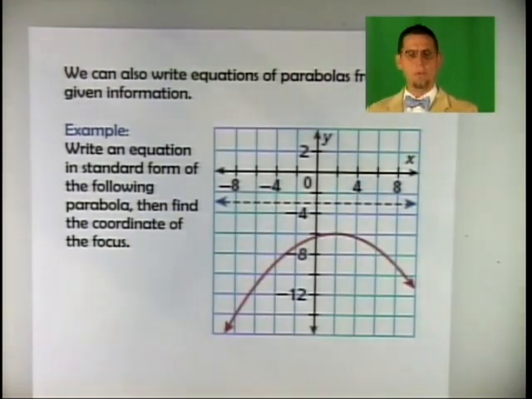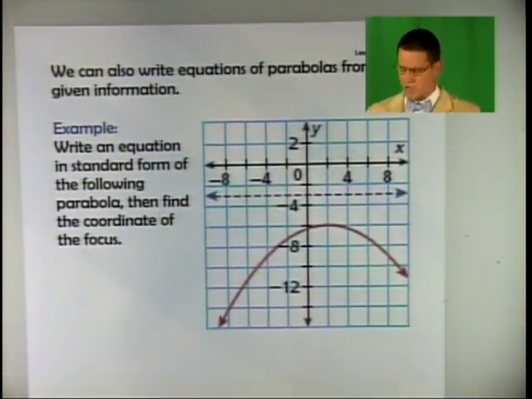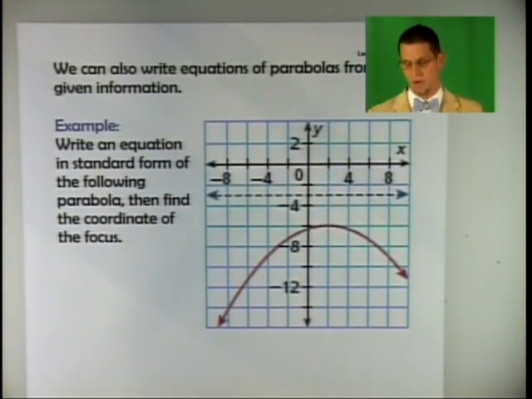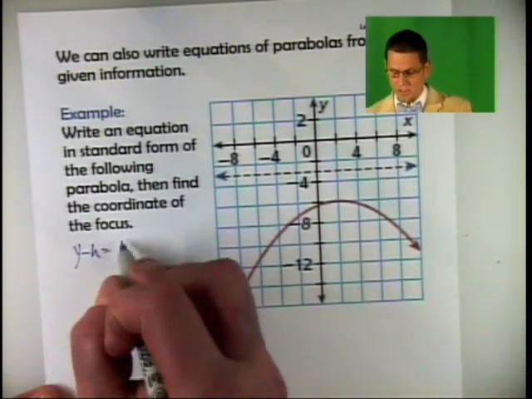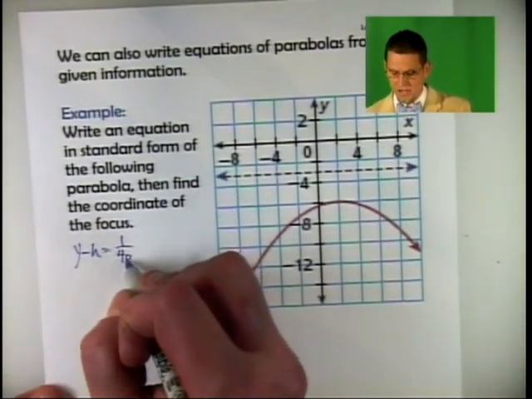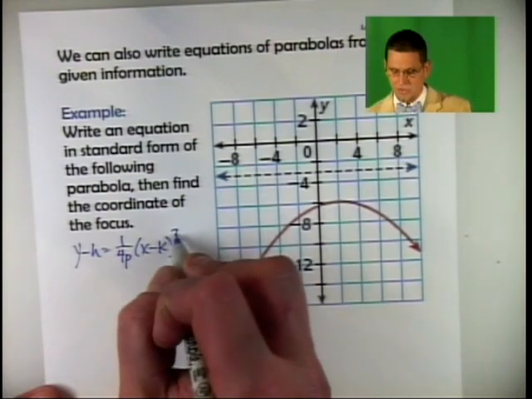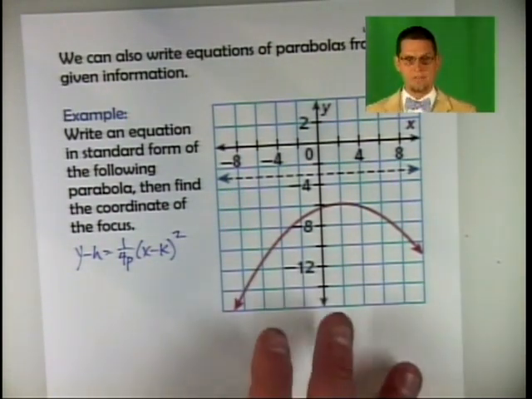So this one definitely opens vertically. It opens down. So this is the function. That means x is going to be squared. All right? So here's my standard equation based on that. It's y minus h equals 1 over 4p times x minus k squared. That's the equation that we're going to have to use.